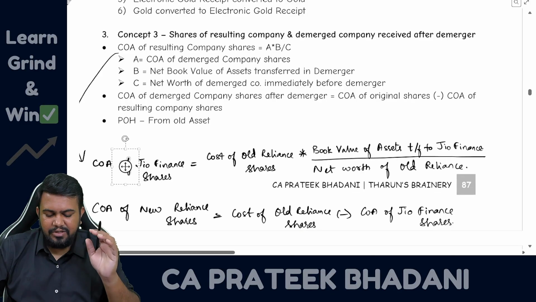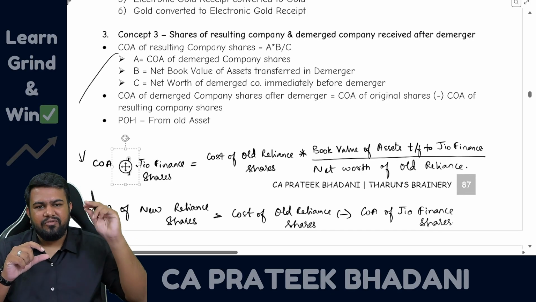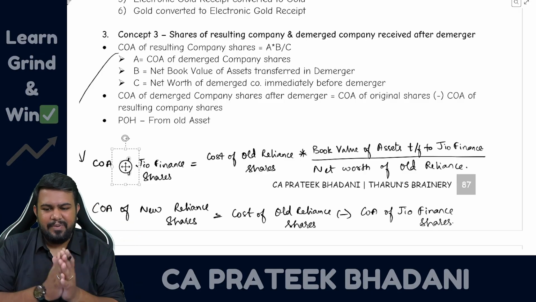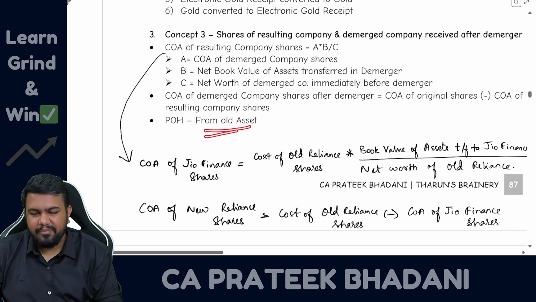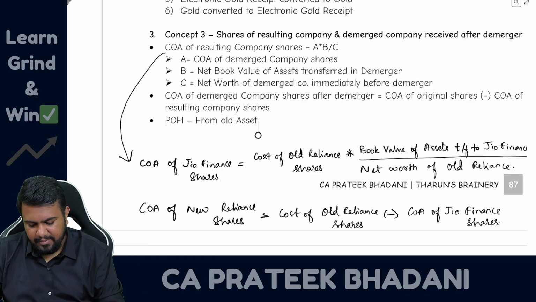So like that, using this proportionate formula, you have to divide this ₹1000 into two parts. So what is the cost of Jio Finance? What is the cost of New Reliance? Like that you have to split. Period of holding will be taken from the old Reliance itself. So from the old asset itself, you have to take period of holding.